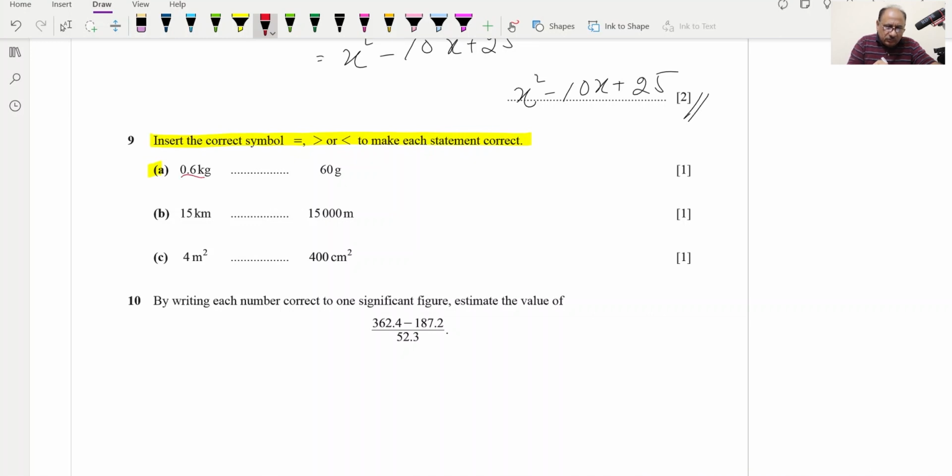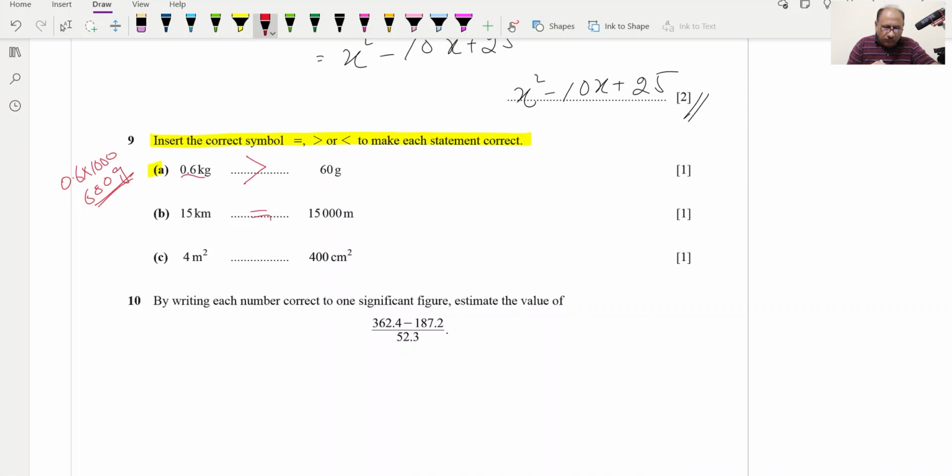0.6 kg. 0.6 kg means what? 0.6 multiplied by 1000, so it will be 600 grams, and 600 grams is more than 60 grams, so our symbol will be this one. Then 15 kilometers will be 15,000 meters, so it will be equal.